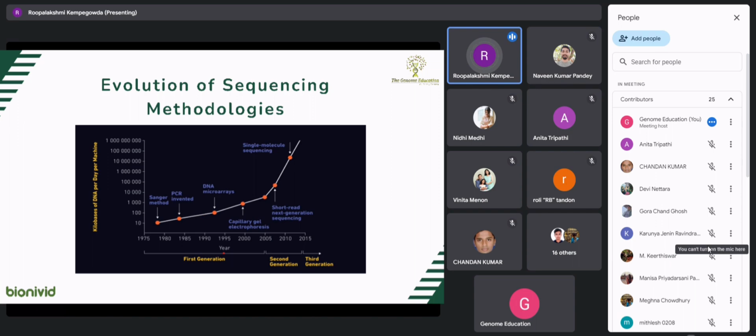So how is the evolution of my sequencing methodology based on the year? My Sanger came around between 1975 and 1980. Then till almost 2000, between 1995 and 2000, we got our second generation, around 2005. And after 2005, we got our third generation sequencing technology.